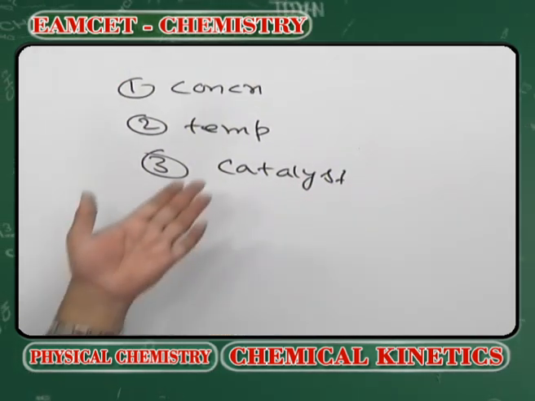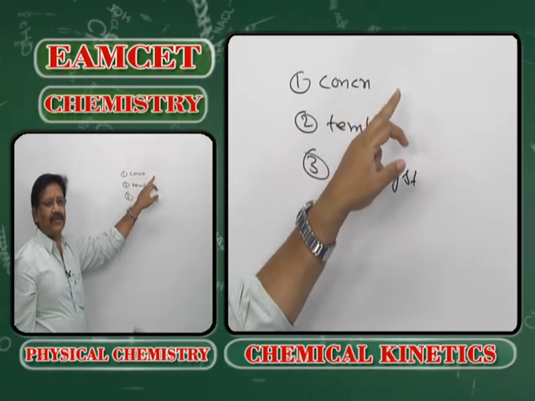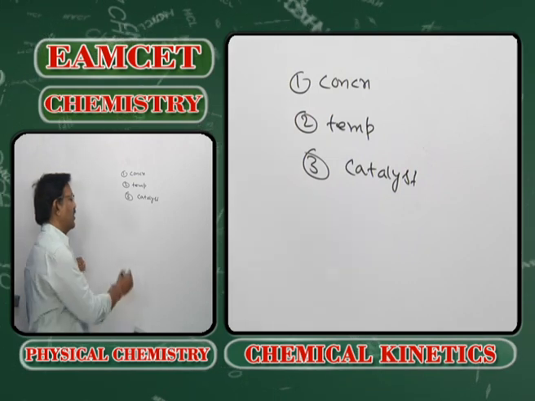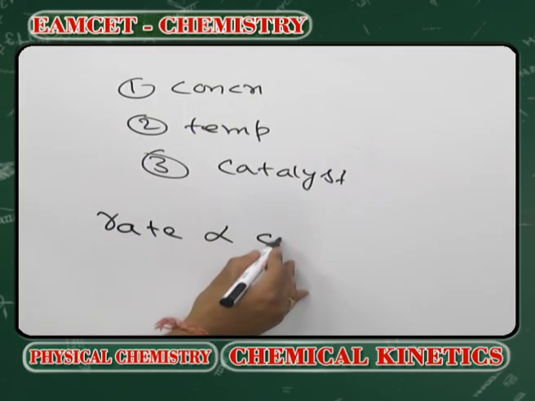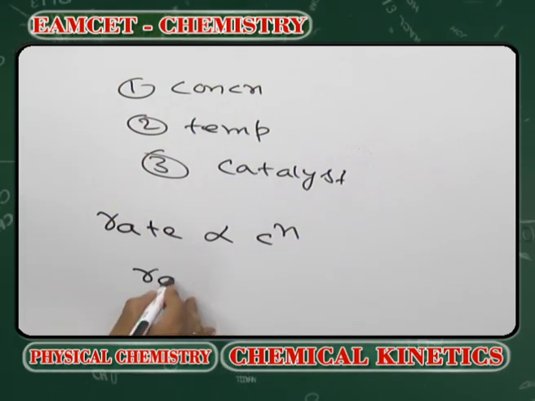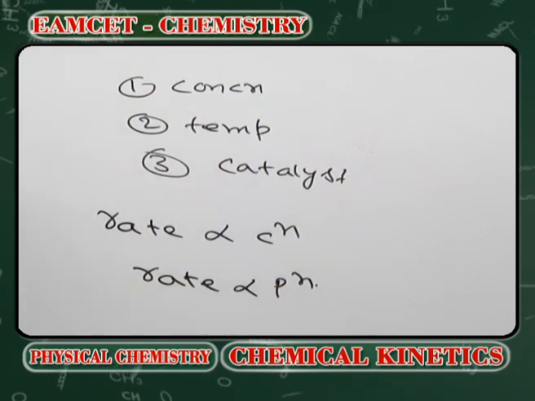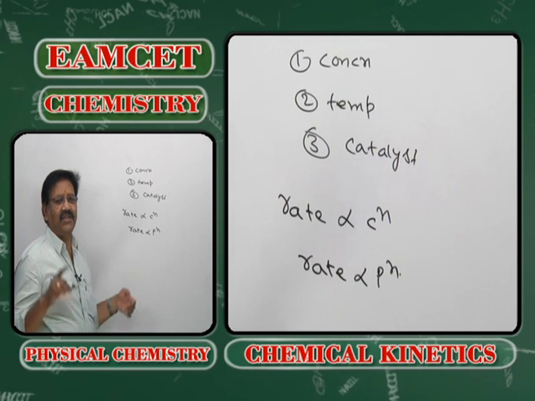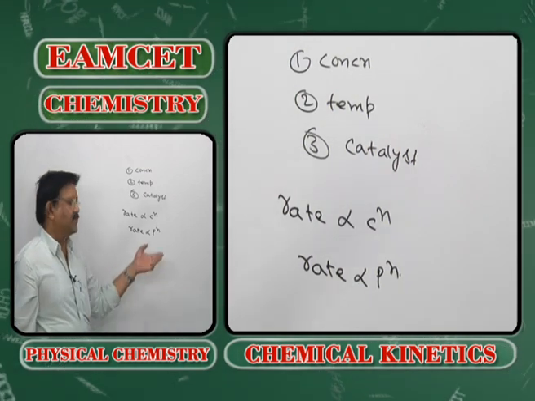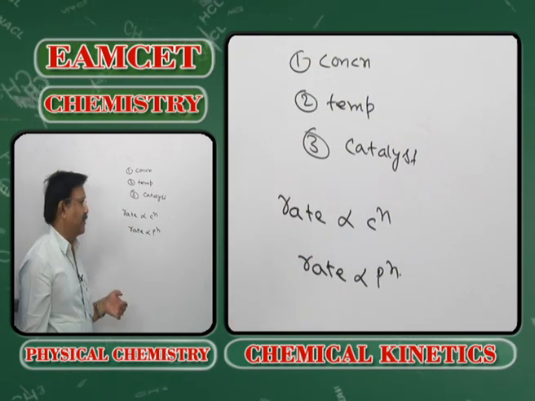In general, rate of the reaction is directly proportional to the concentration. Rate is proportional to concentration to the power of n. In case of gaseous reactions, rate is proportional to the pressure to the power of n. What does it mean? When the concentration is changed by x times, rate of the reaction changes by x to the power of n times.